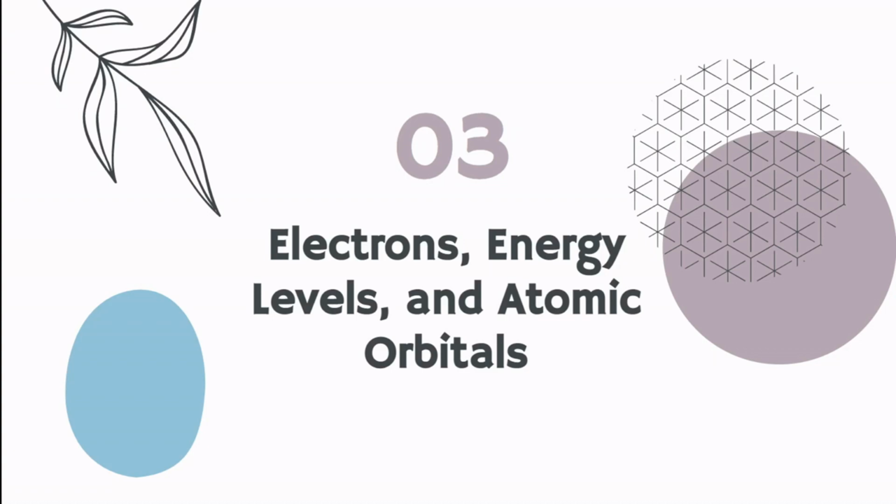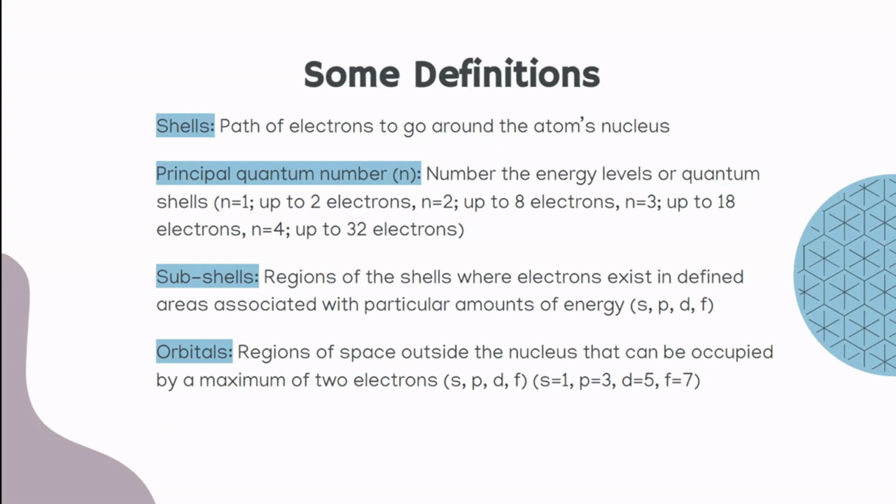So section 3 is about electrons, energy shells, and atomic orbitals. So definitions all around. Some people love them, some people hate them. I'm not too fond of them, but here I have ones that just organize the biggest to smallest you can get. So a shell is just a path of electrons, that's it, just a shell. But the principal quantum number is the number of energy levels or quantum shells. So pretty much this is just a number we would assign to the shell.